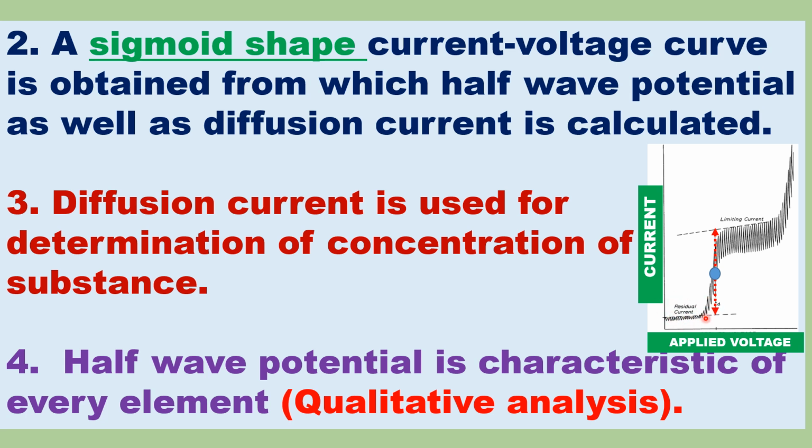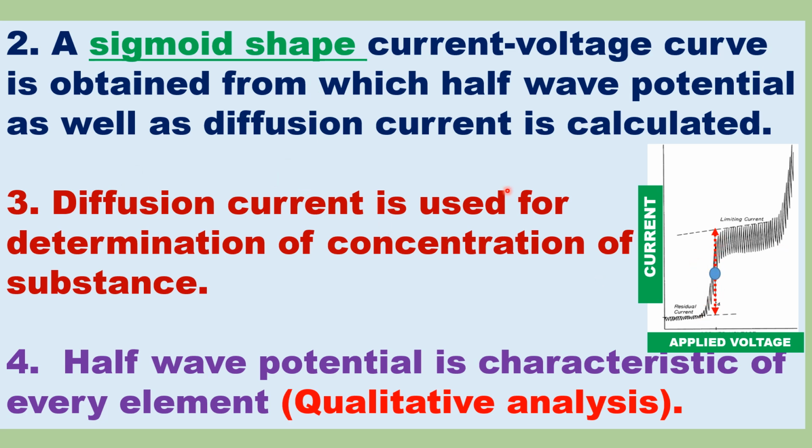At a particular voltage, above that voltage, there is an increase in current flow due to reduction or oxidation of the electroactive species, and then after this potential, the current remains constant. This is called limiting current. The difference between the two is called diffusion current, and this is the midpoint of the rising curve. The voltage corresponding to the midpoint of the rising curve is called half-wave potential.